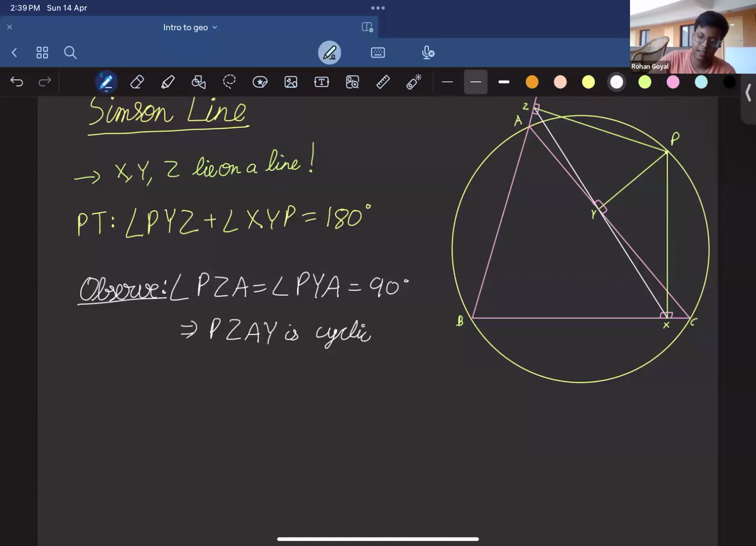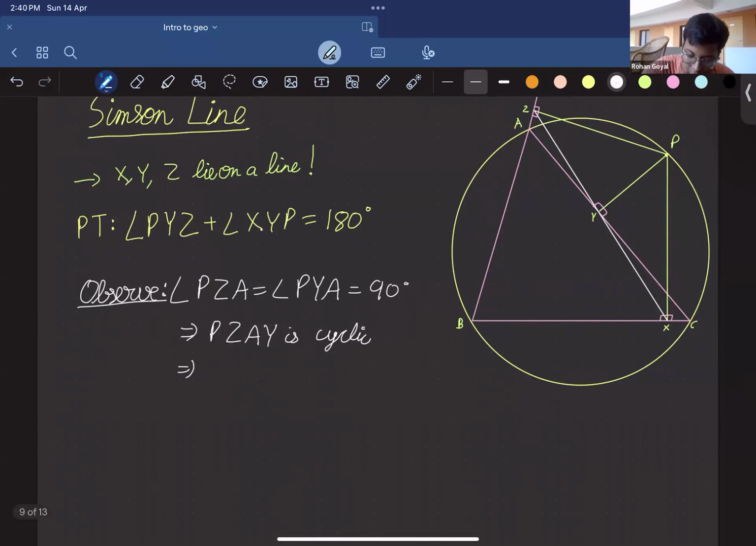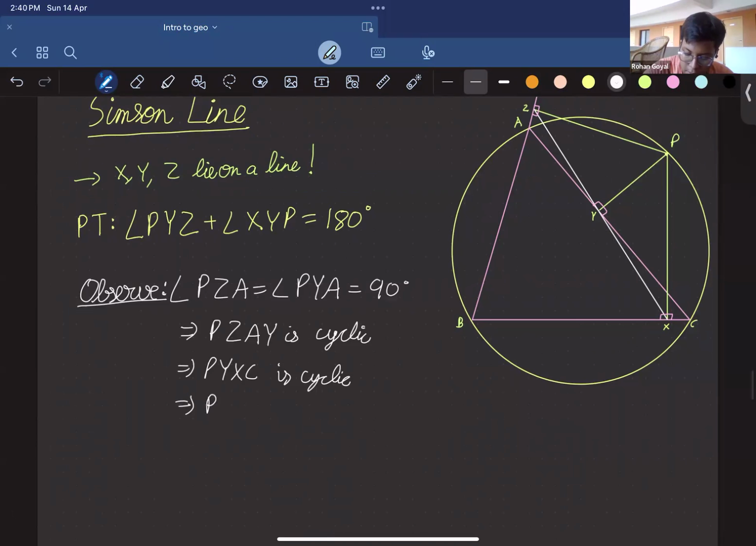So PZAY is cyclic, and similarly PYXC is also cyclic for similar reasons, and for similar reasons we have PZBX. We get these three. Good.